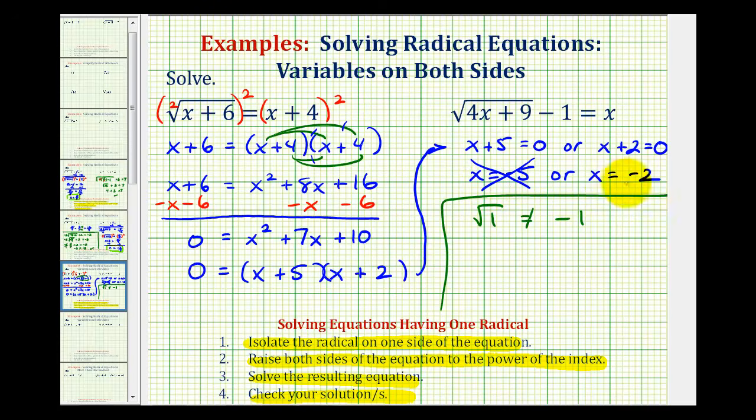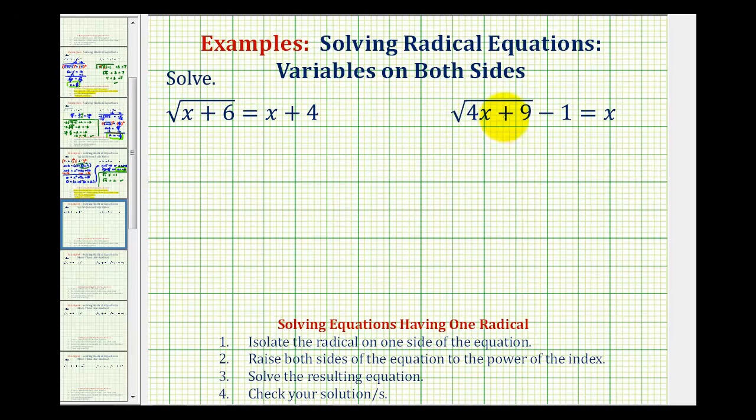Now we'll check x equals negative 2. Well, if x is negative 2, we'd have the square root of negative 2 plus 6. That would be the square root of 4, equals, on the right side we'd have negative 2 plus 4, which is equal to 2, which is true, and therefore our solution is x equals negative 2. So we only have one solution, even though algebraically it appeared that we had 2. This is the main reason why it's so important to check our solutions when solving radical equations. Let's take a look at our second example on the next slide.